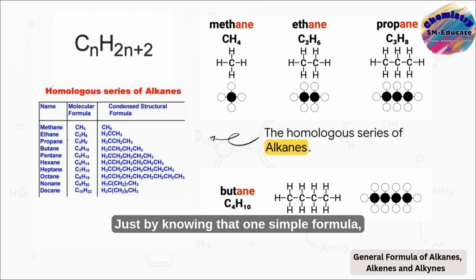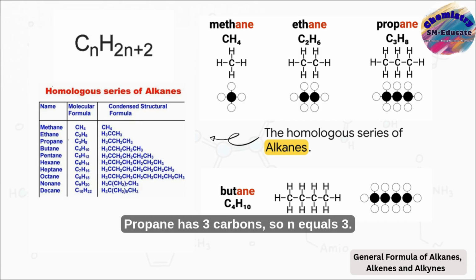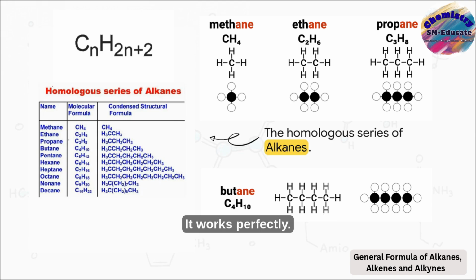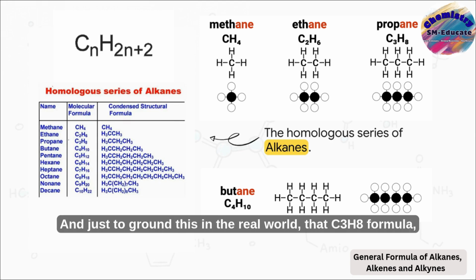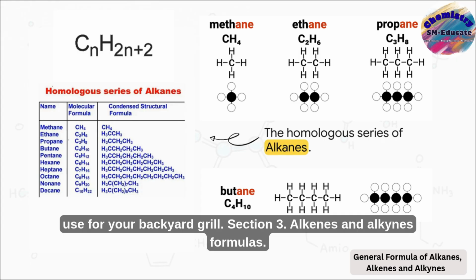Just by knowing that one simple formula, you instantly unlock this entire table of alkanes. It's like a master key. Let's do a quick test with propane. Propane has 3 carbons, so N equals 3. 2 times 3 is 6, plus 2 is 8. C3H8. It works perfectly. And just to ground this in the real world, that C3H8 formula, that is exactly what's sitting inside the propane tanks you use for your backyard grill.